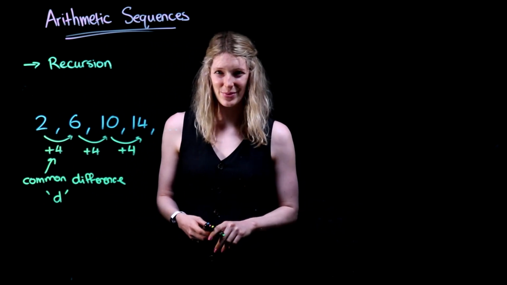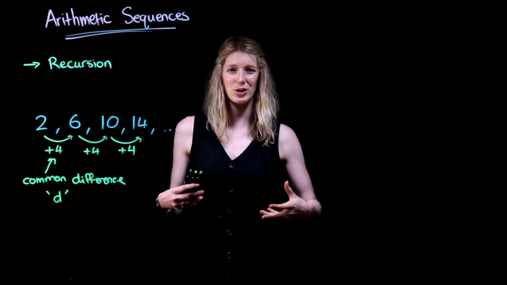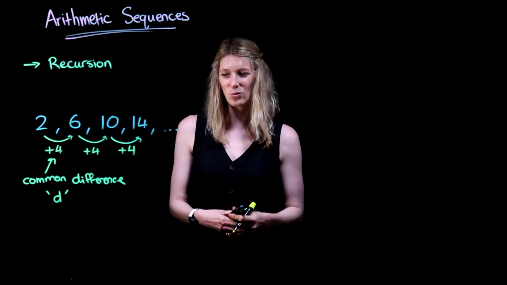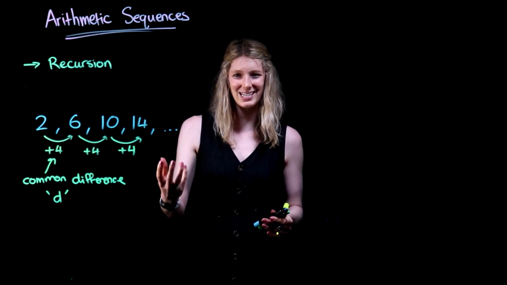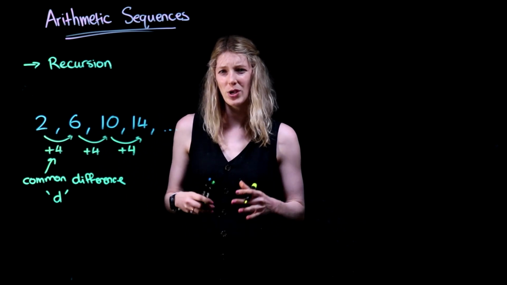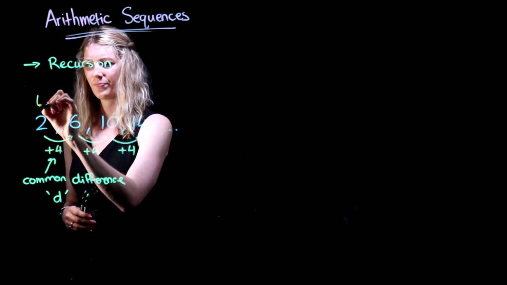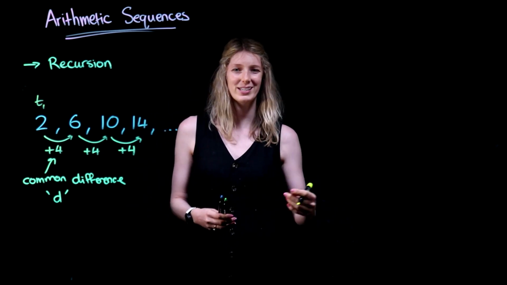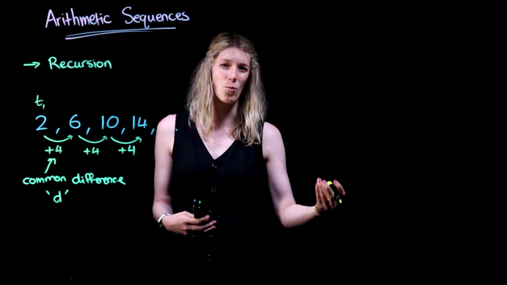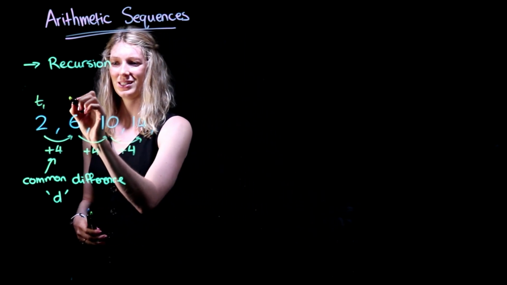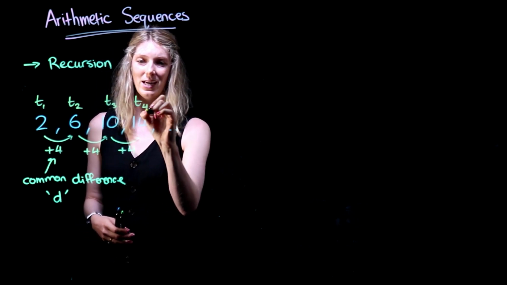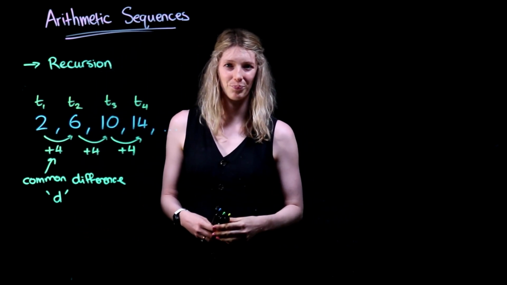We can also name these terms outside of their actual numerical values. Whenever we're given a sequence like this, we can see that these 3 dots indicate that the sequence continues. But because there's no dots prior to the 2, we can say that this number 2 is term 1 or T1. And then each successive term increases in one term value. So 6 would be term 2, 10 would be term 3, and 14 would be term 4.